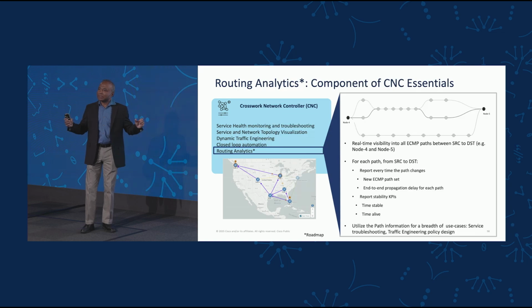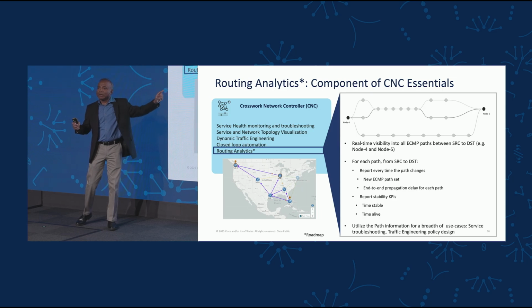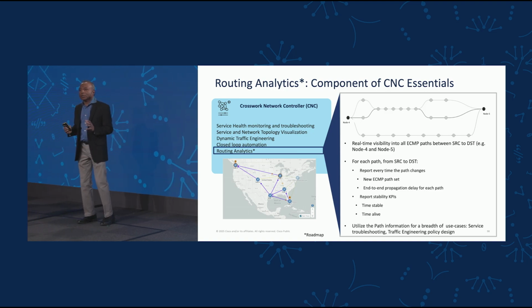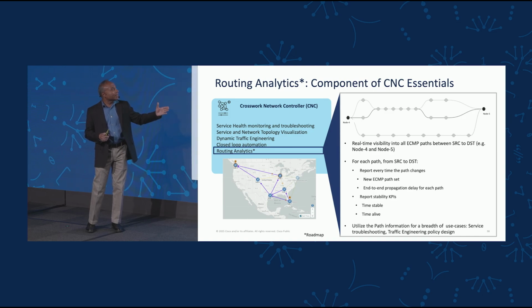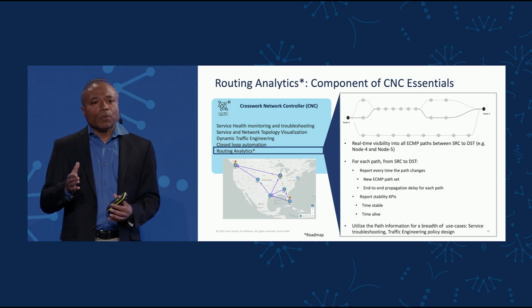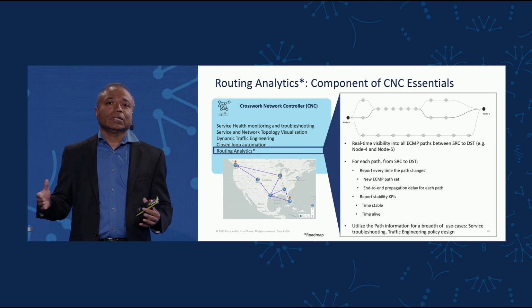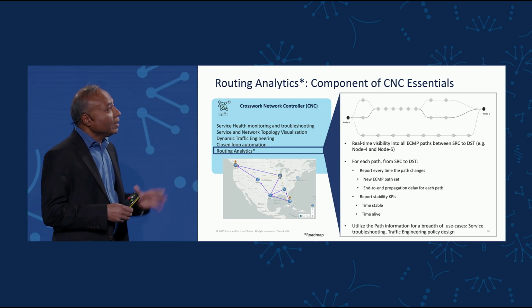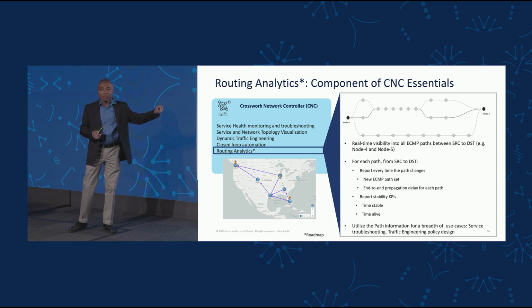If I'm looking at a service and I select a couple of endpoints, I can now look at all the ECMP paths between the two points, like in this case, node 4 and node 5. When I look at all these paths, I can also overlay that with the propagation delay that I can get with the route analytics, as well as information about whether there is a change in the path. That becomes quite important because when the path changes, that could potentially result in degradation in the latency, or could be impacting the services. So this insight that we gather from the route analytics becomes quite important.